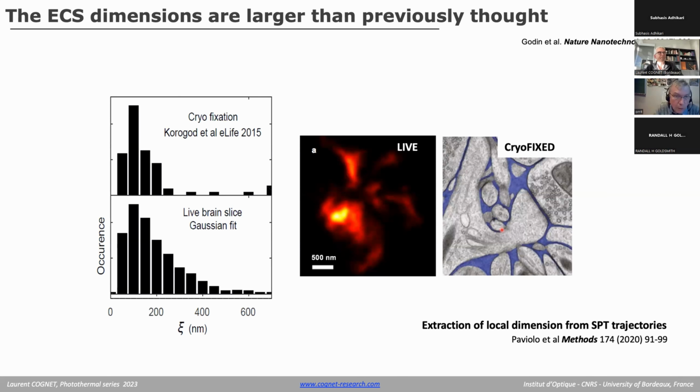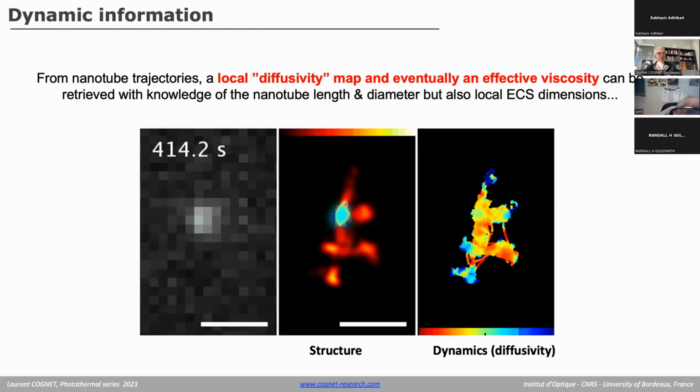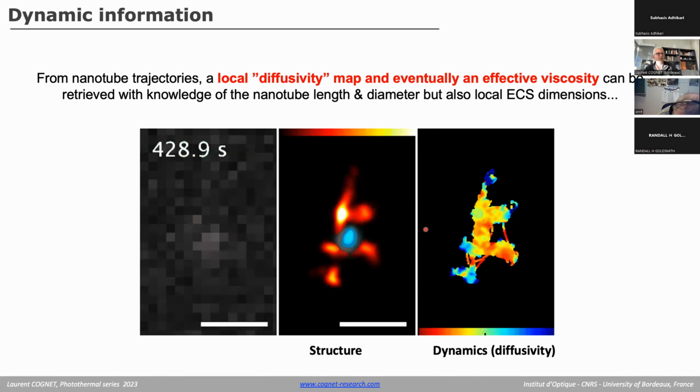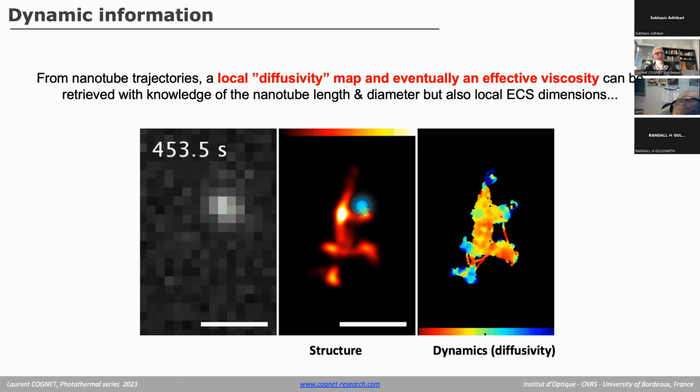Then, of course, we have more than just the maps. We also have the diffusion properties, and we are still working on that because it's a very complex system, and to do some segmentation of the local region. But just a glimpse of what we are doing now is to analyze locally the diffusion properties and to correlate that to the dimensions of the extracellular space. So we can have diffusivity maps, and if we are smart enough, maybe one day we can even come back to the local viscosity. Here I would call it more effective viscosity, because you have plenty of parameters to take into account.